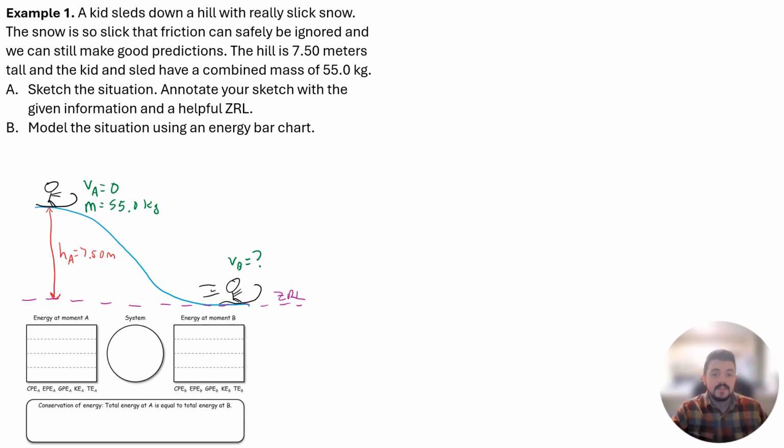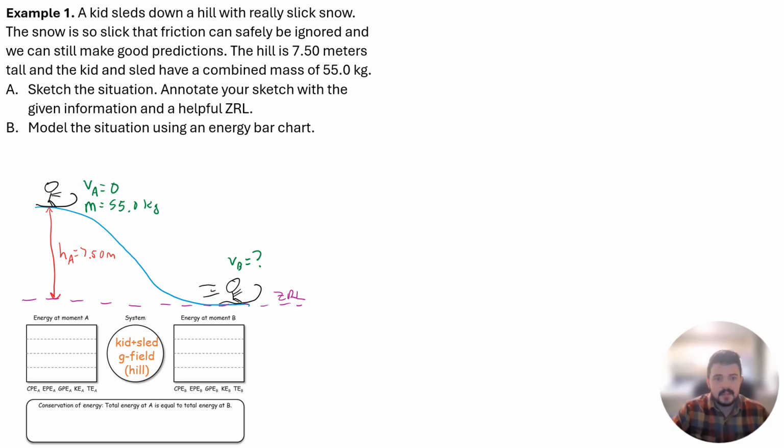Next, we're going to model this situation using an energy bar chart. And so I've got our energy bar chart down there at the bottom left. Let's go ahead and first start by defining our system. The system in this case will be the kid and sled, that combo of mass that's moving down the hill. The Earth's gravitational field here is important. And I put the hill in parentheses. It's not wrong to include it, but we also don't need it because it's not an energy giver or receiver. Without friction, it's not giving energy, it's not receiving energy. So we're all good there.